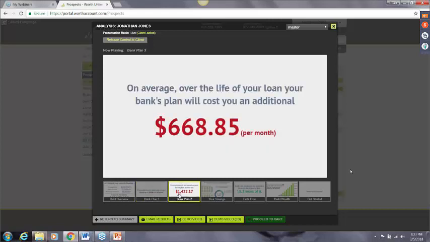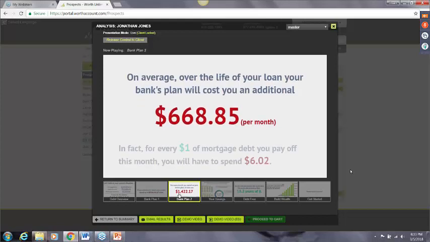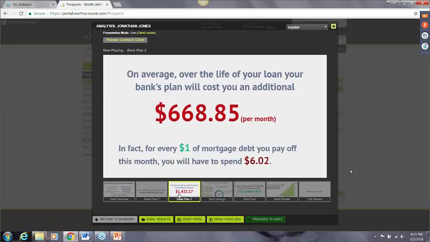On average, over the life of your loan, your bank's plan will cost you an additional $668.85 per month. In fact, for every $1 of mortgage debt you pay off this month, you will have to spend $6.02. So that means every dollar total is $7.02. That means just paying off $1 principal.